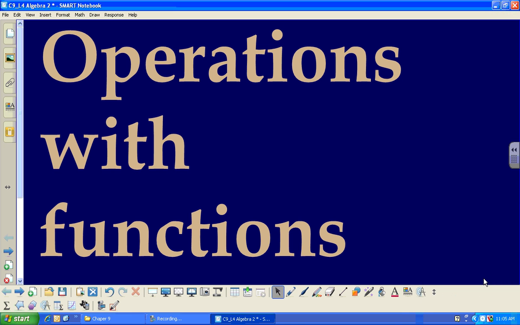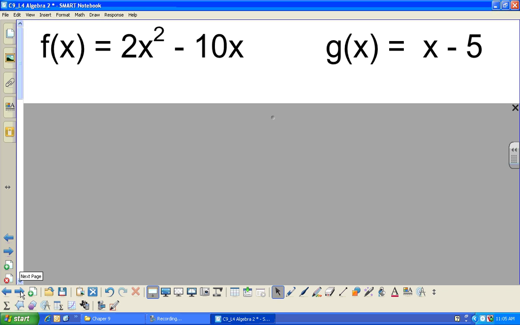Chapter 9, Lesson 4, Operations with Functions. You might have noticed we skipped Chapter 9, Lesson 3. If we're given two functions, we can do operations between these two functions.